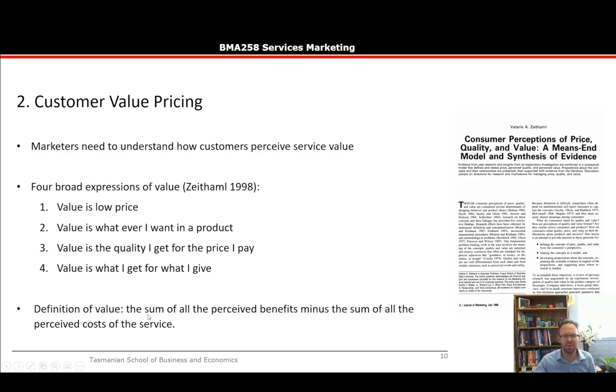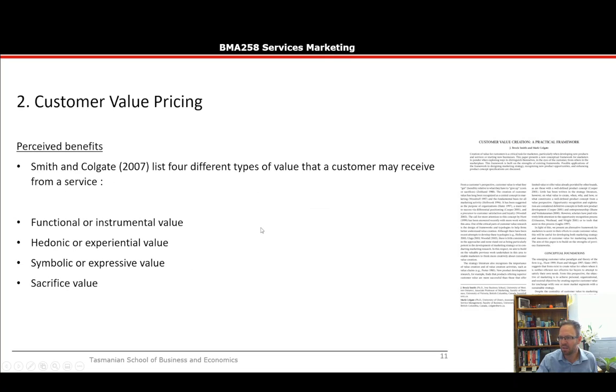Now the definition of value in this context is the sum of all the perceived benefits minus the sum of all perceived costs of the service. This is a very economic approach to it. Benefits and cost benefit analysis, and this is a good solid definition for us to work with. However, there are other definitions of value which are a lot more subjective and based on perception, our emotional responses to market offerings.